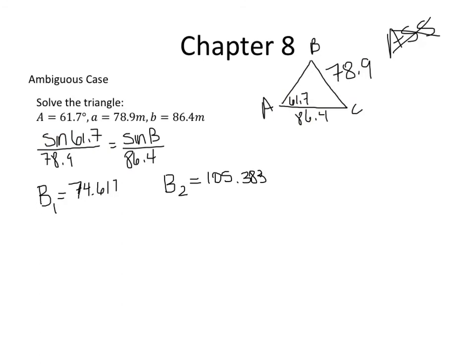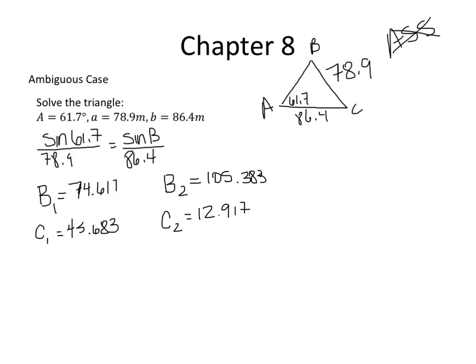Once I've gotten this, I can get angle C. For C sub 1, I'll take 180 minus A minus B sub 1, and that gives me 43.683. To find C sub 2, here many of you want to find the supplement. This is not correct. You start over again, 180 minus angle A minus B sub 2. And this is 12.917.